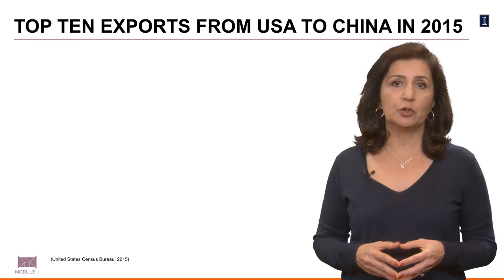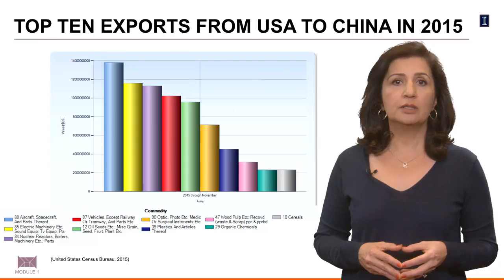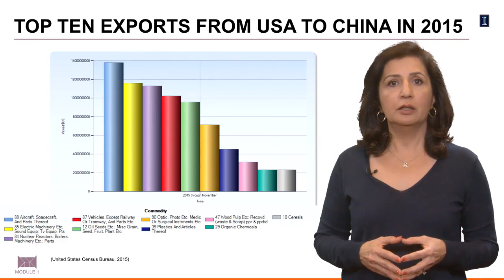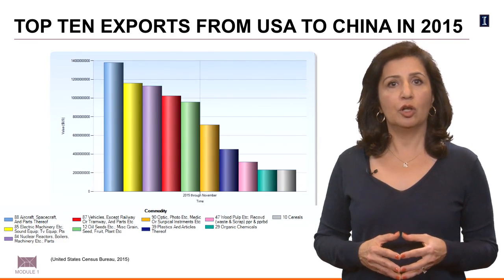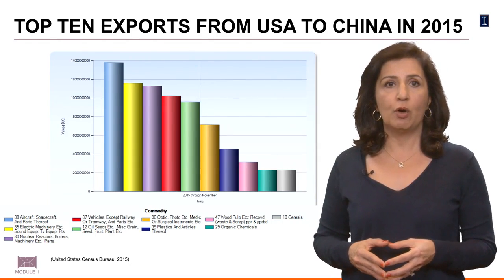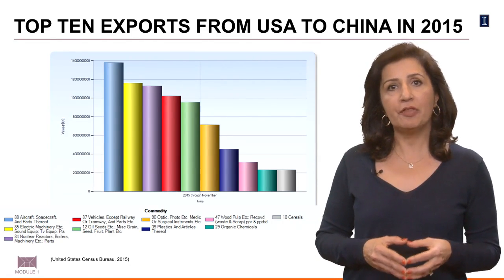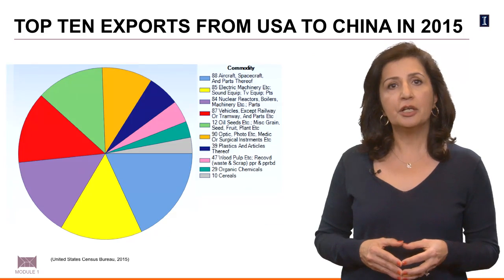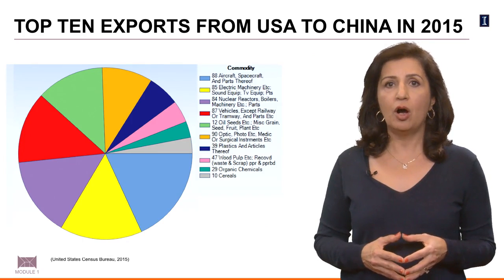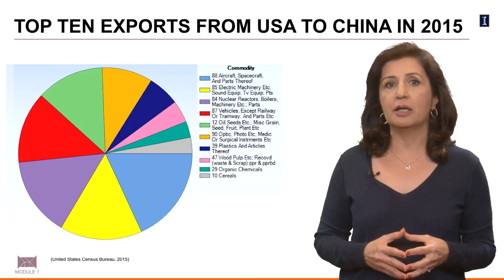I have looked at the exports from USA to China in 2015 and have decided to display the results first using a column graph. This graph shows the top 10 exports based on their dollar values. Looking at this, one can see that the highest dollar value is in the aerospace sector, followed by electric machinery, and so on. Now let me display the same thing in a pie chart.